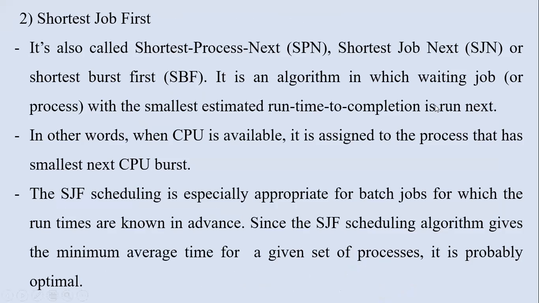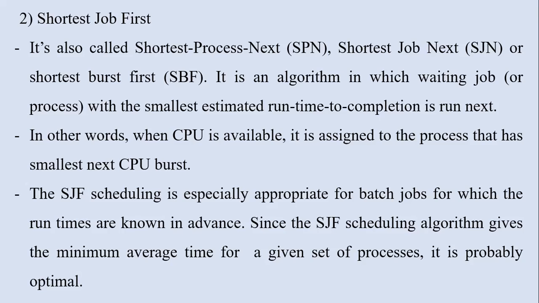Then let's look at the second algorithm, which is shortest job first. It is also called shortest process next, or SPN, shortest job next, SJN, or shortest burst time first, SBF. It is an algorithm in which the waiting job or process with the smallest estimated runtime to completion is run next. In other words, when the CPU is available, it is assigned to the process that has the smallest next CPU burst.